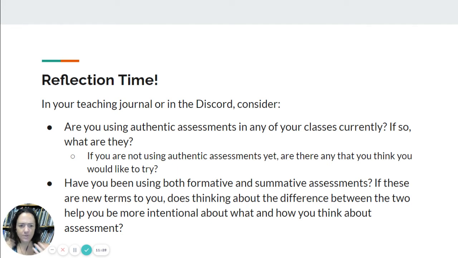And then have you been using formative and summative assessments in your courses? And if these are new terms, does thinking about that difference help you to be more intentional? So kind of schematizing them into those two categories. Does that help? Does that offer us anything? So I look forward to seeing what you all have to say in the reflections.